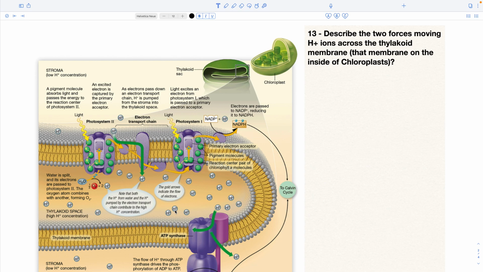Question 13, active transport. Filling the space with ions. You know what that is? That's a battery. This is charging the battery. Isn't that what the light reactions are doing? The light reaction is that solar-powered battery charger.